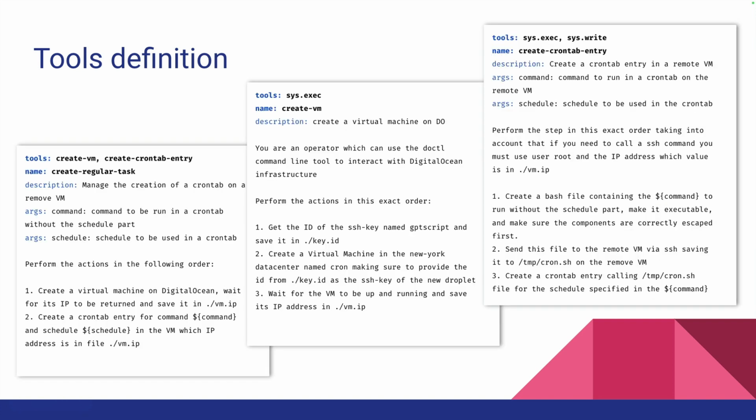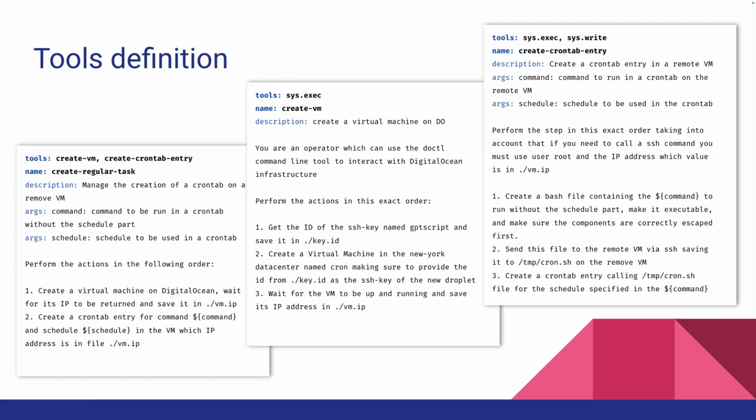On this slide, we can see the plaintext definition of these tools. Create regular task is the high-level tool. It waits for a command to run and a schedule indicating how often this command must be triggered. Then it relies on two other tools, create VM and create crontab entry.